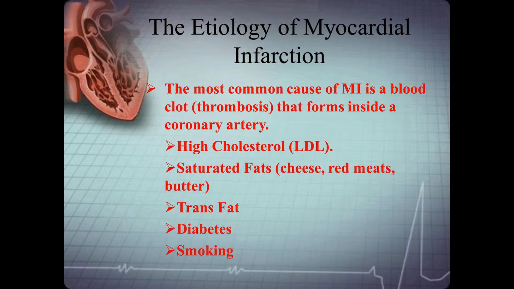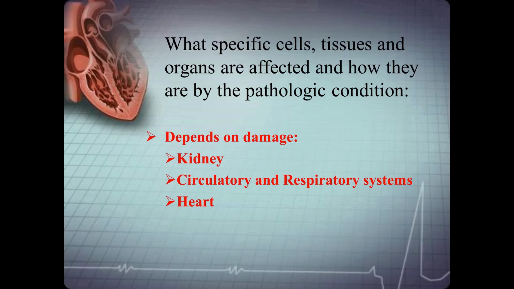And then we have trans fat, another type of fat that contributes to clogged arteries. Trans fat is usually artificially produced and can be found in a variety of processed foods. One of the other common causes of MI is diabetes, which is due to high blood glucose. Smoking is also one of the reasons that increases the risk of heart attack.